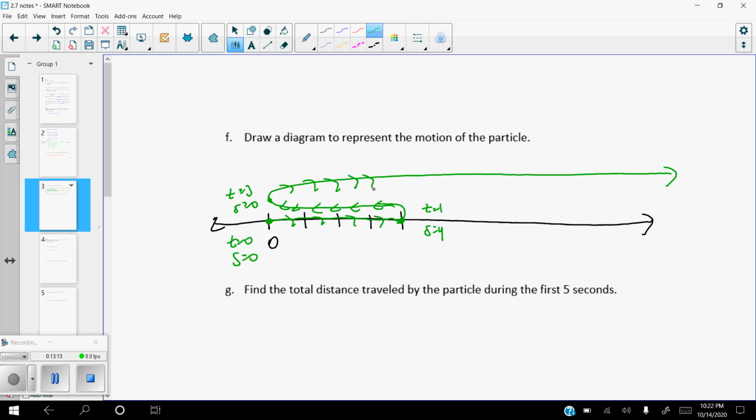Now, part G, we're actually going to have to figure something else out because it wants us to find the total distance traveled by the particle during the first 5 seconds. Well, we've kind of figured out some of that based upon the first 3 seconds, or at least we can figure that out from our diagram. If we want to figure out how far it's gone in the first 5 seconds, I have to know where it ends. I have to know where this thing stops at 5 seconds.